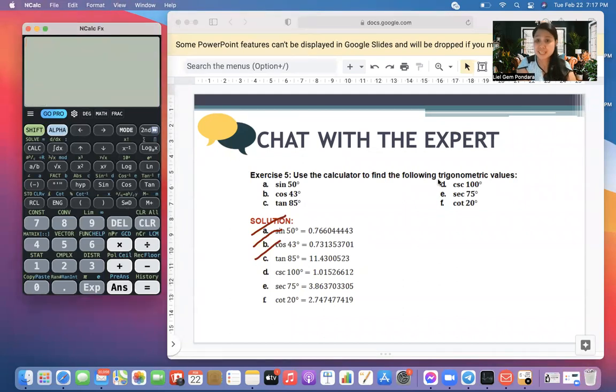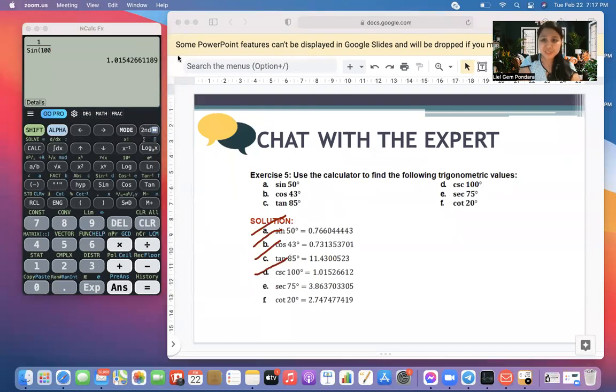We have cosecant 100. Remember that cosecant is the inverse of sine. So we write 1 on top and press sine at the bottom and press 100. The answer is 1.01542661189. Let's mark it with another check.